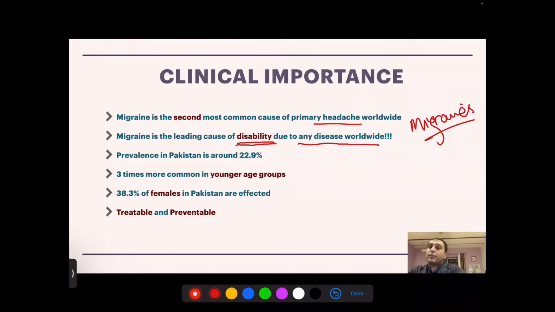In Pakistan, around 23% of people have migraines. It is 3 times more common in younger age groups. We'll consider it in young people, and more so in females as compared to men. Just see, around 40% of the females in Pakistan are affected. Remember that Mavish Hayat commercial, Sardar. There was a reason they chose a female for that. It's because they unfortunately have this predisposition of having more migraine headaches than men. It is really important to know it is treatable and it is preventable.